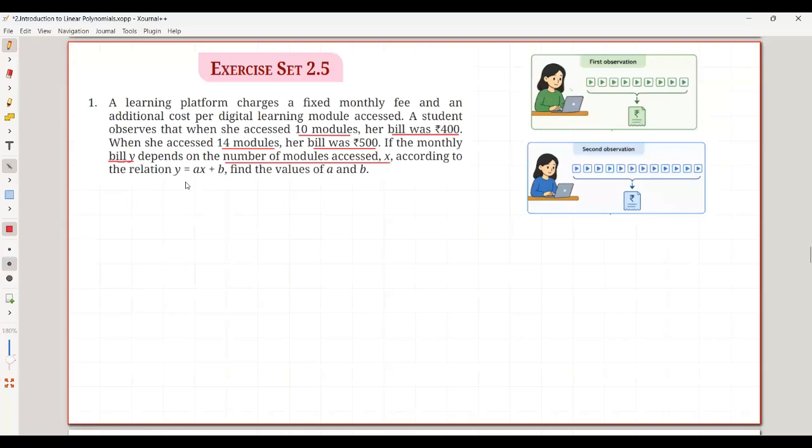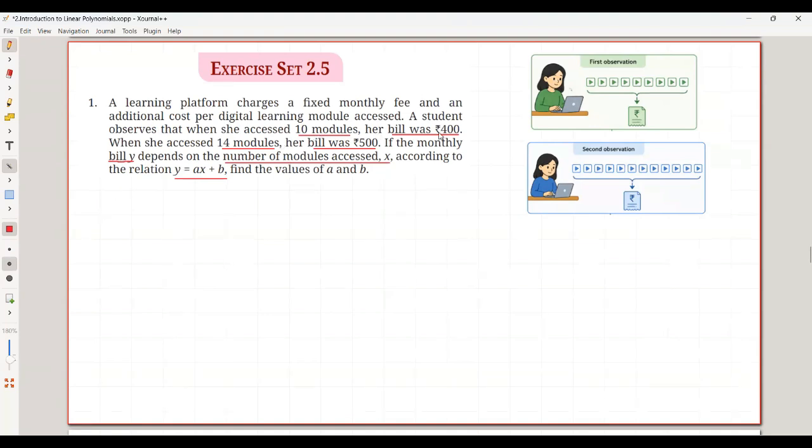According to the relation y is equal to ax plus b, find the value of a and b. First of all, you have to form the equation based on the linear relationship. The given relation is y is equal to ax plus b. Here y is nothing but the monthly bill, and x is nothing but the modules accessed. Now I can write the first equation.